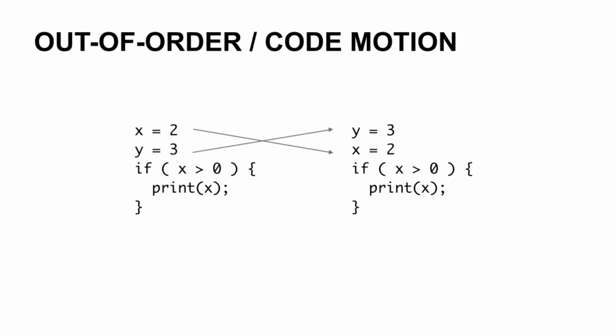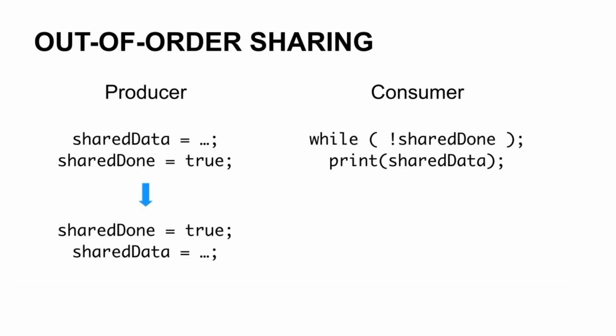And what about those out of order things? There's no real problem having x equals 2, y equals 3, and flipping their order in this example here. It doesn't change the outcome, not for this one thread. But what if we have out of order and we're sharing a piece of data? If we believed that the previous example was valid and we were allowed to switch the order of x and y, then that means we're also allowed to switch the order of these two statements on the left. Shared data equals something, shared done equals true. So we're trying to set some data and then signal to the other thread that we're done.